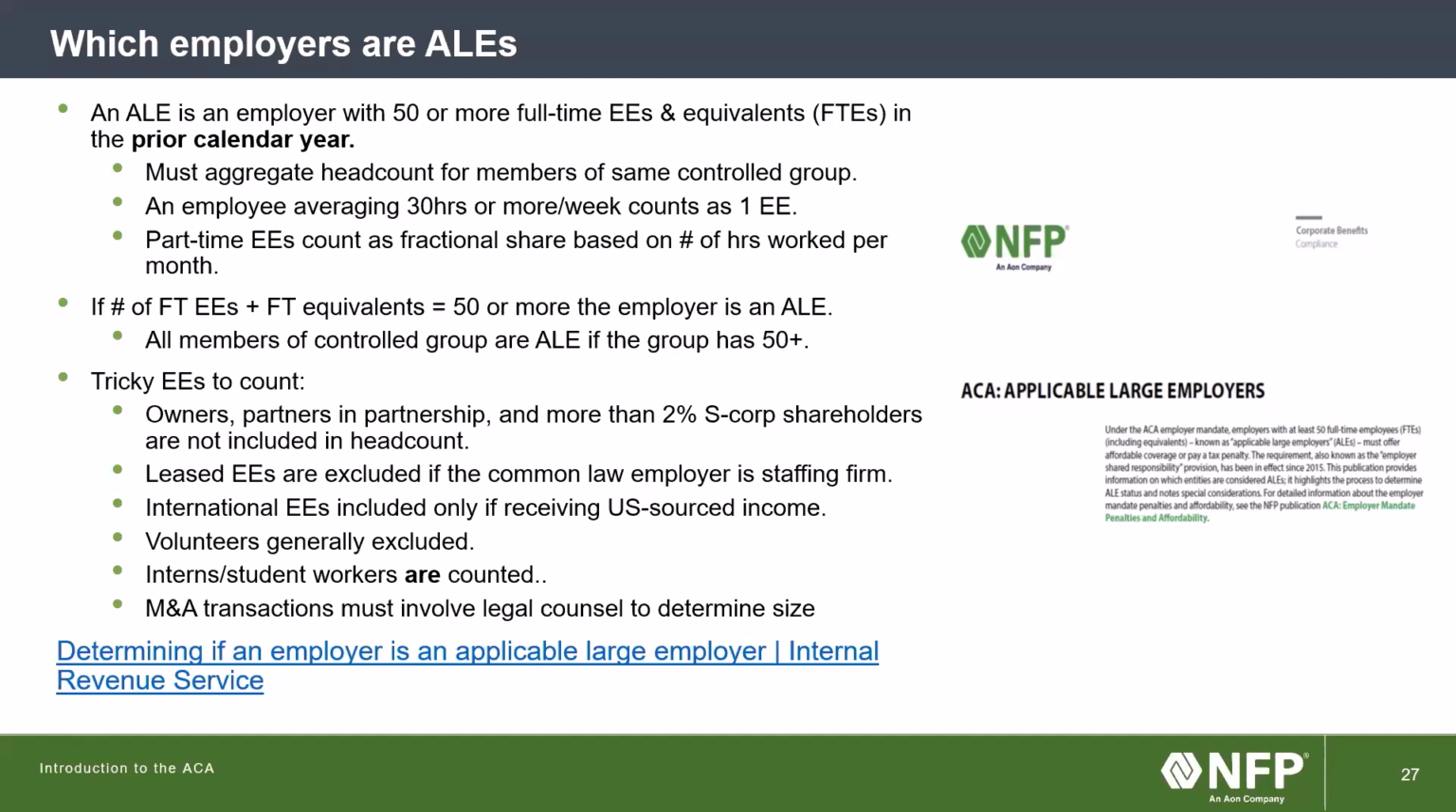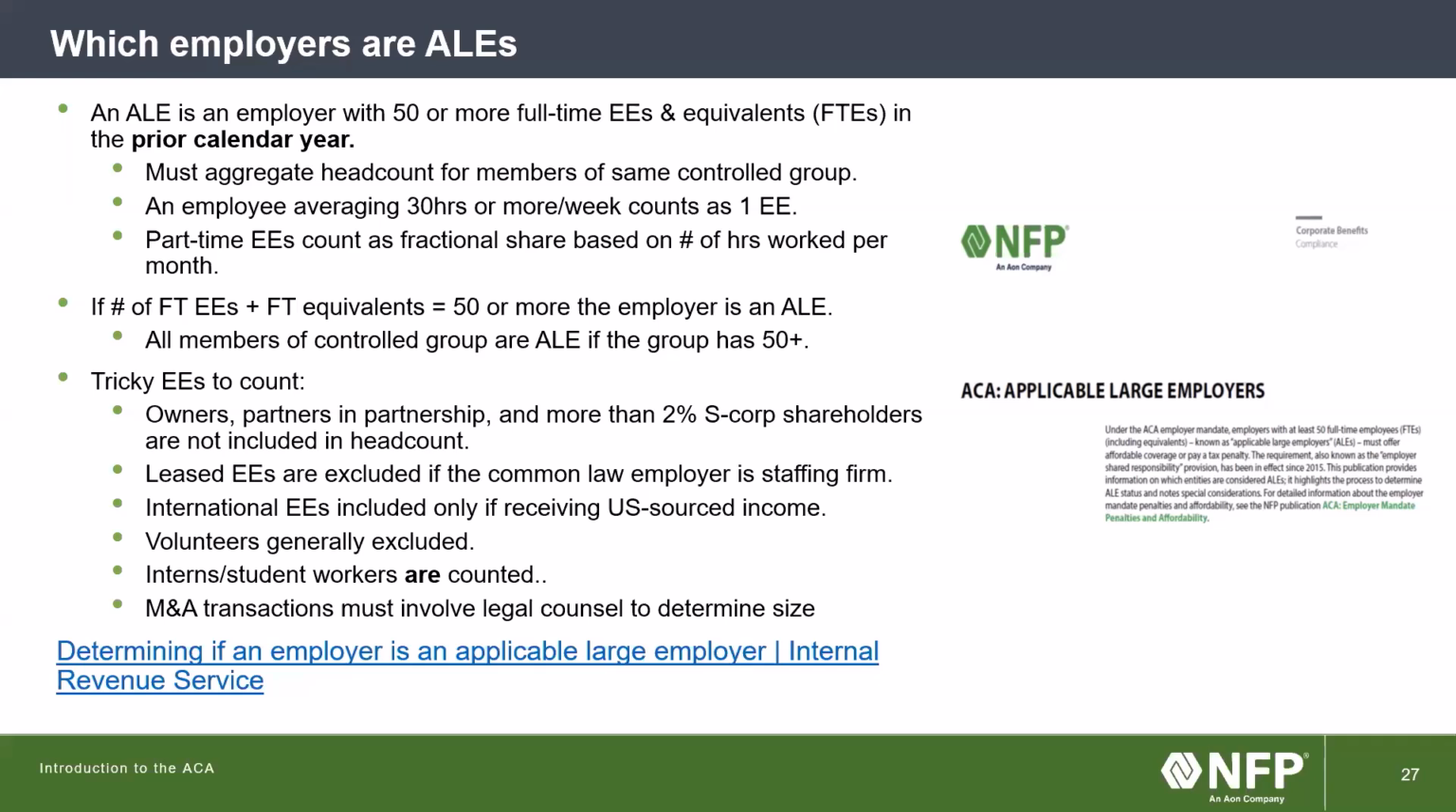Now, some important reminders for determining that status. If you have multiple employers that are part of the same controlled group, you must aggregate the head count. Employers should know if they're part of a controlled group because it is further reaching than just benefits compliance, but you must count all of those employees together for determining whether or not you have 50 or more. And for that calculation, any employee that's averaging 30 hours or more is going to count as one employee. Part-time employees are going to count as a fractional share based on the number of hours that they work each month. So the way the calculation goes, if the number of full-time employees plus those fractional equivalents equal 50 or more, then the employer is considered an ALE.